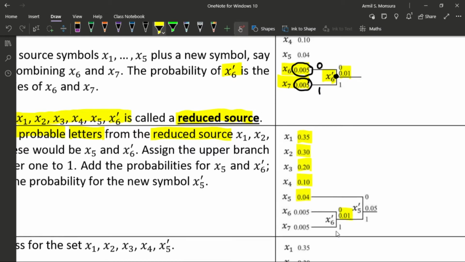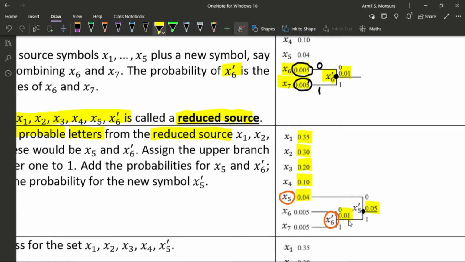So now, we join or combine the two letters, or two symbols, that have the lowest probabilities. In this case, that would be X5 and X6 bar. Again, like we did in the first step, at the node we add the probabilities of those two symbols. So we have 0.04 plus 0.01. That should give us 0.05 as their sum.